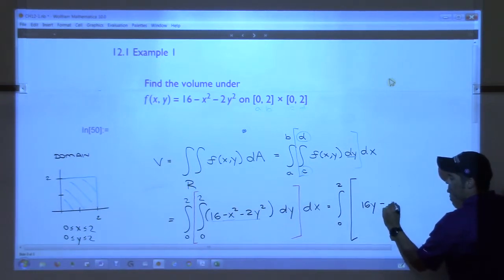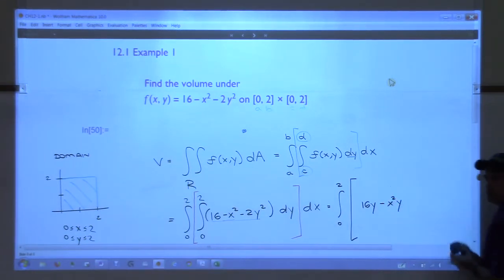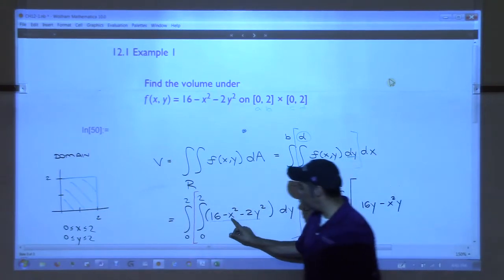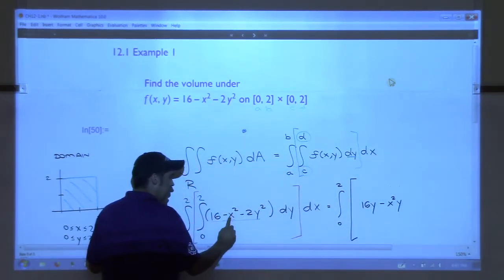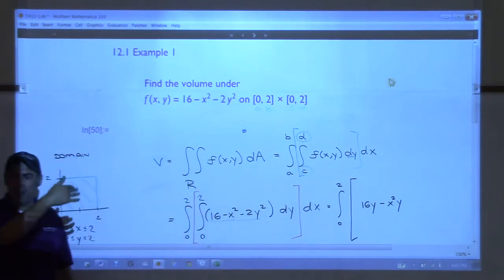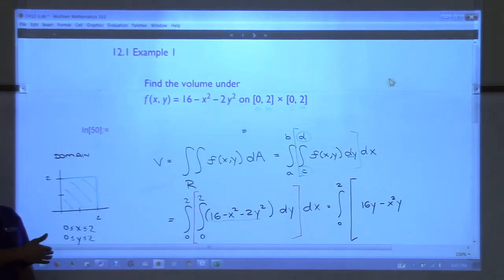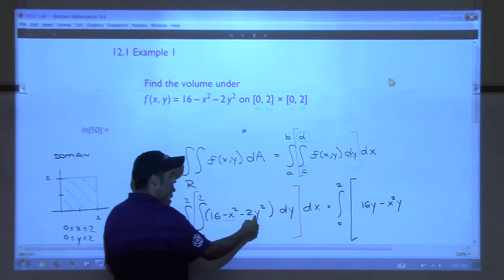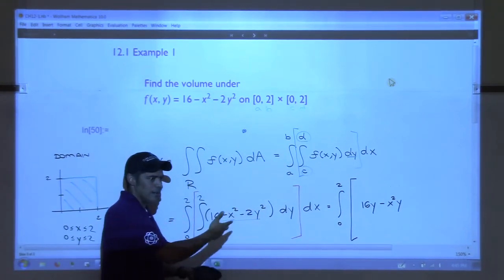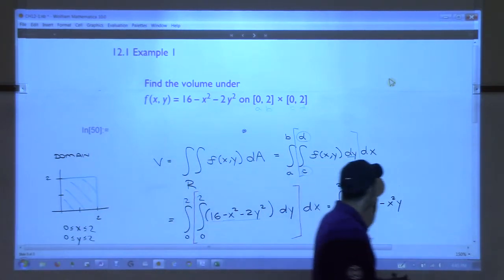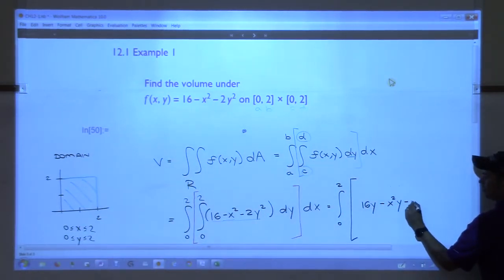Negative x squared y or yx squared, right? Same thing. So since we're treating x like a constant, because we're integrating with respect to y, this is all a constant. The antiderivative of a constant is the constant times the integration variable, so negative x squared y. All right? And now this one, minus 2y squared, the antiderivative of that with respect to y, well, that's just our standard power rule for antiderivatives. So what is that? Negative 2/3 y cubed.